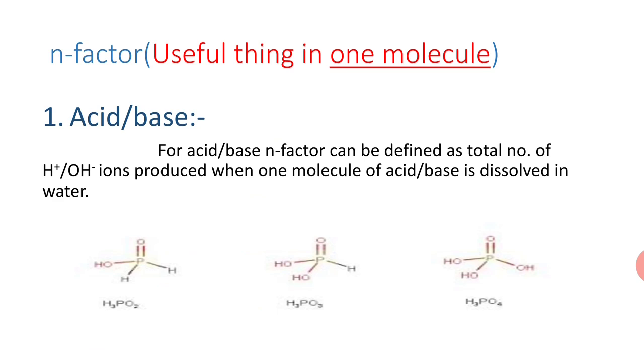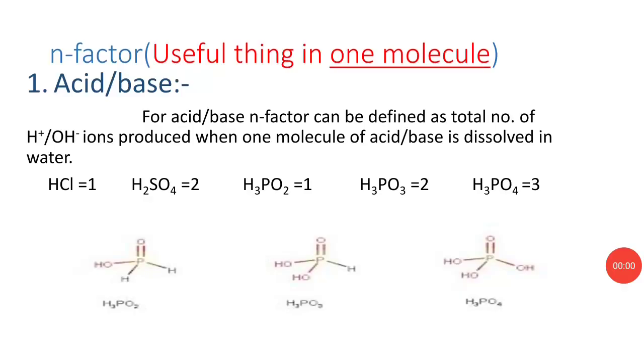For acid base reactions, the N factor can be defined as the total number of H plus or OH negative ions produced when one molecule of acid or base is dissolved in water. That means how many H plus ions an acid, or how many OH negative ions a base, produces per molecule when dissolved in water is known as the N factor of that acid or base.